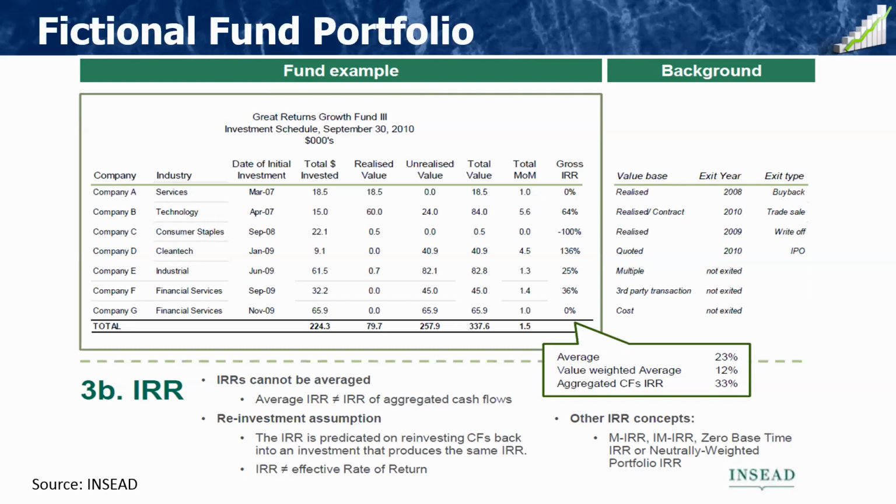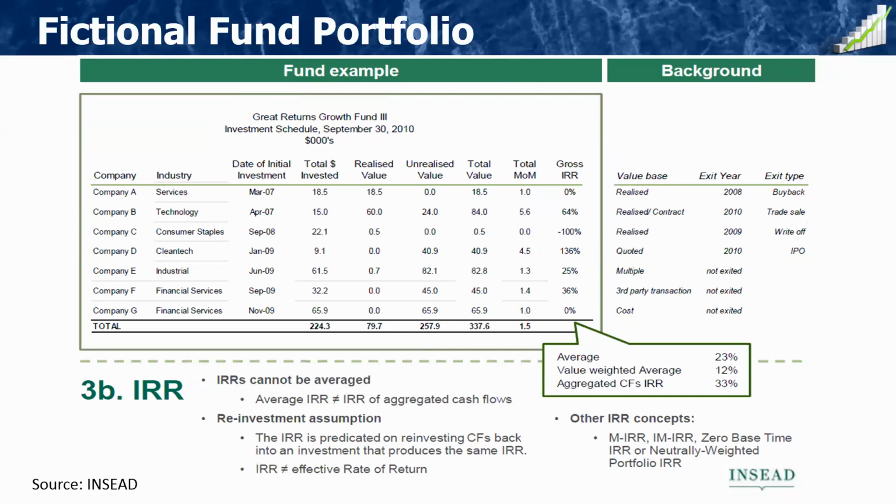And you cannot average them somehow, because you have to pool cash flows together on the fund level to get your IRR on the fund. And it doesn't depend on the IRRs of particular companies. So you cannot do that, you know that, I'm sure. I will not be staying here for long. And you see on the right that there might be some background. You will see that the company's exit year was 2008. It was a buyback exit, or it was a trade sale, or the company was written off or made an IPO, et cetera.